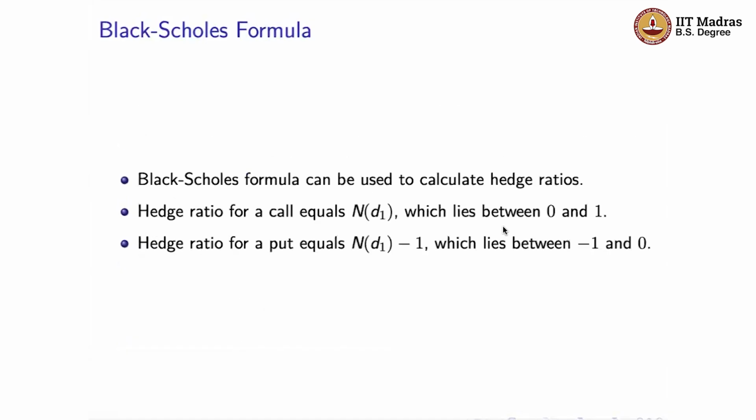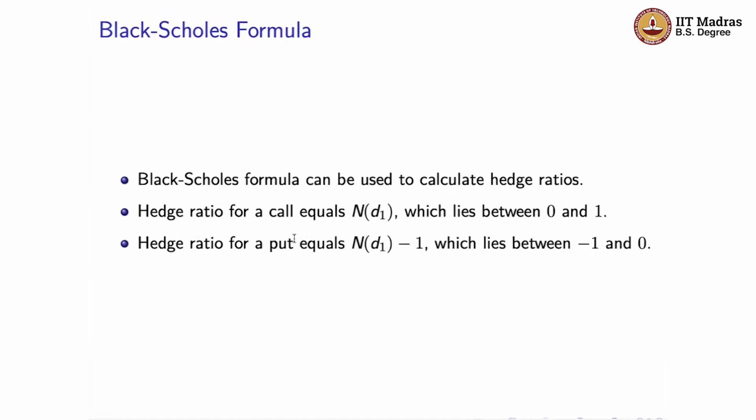Okay, so what's the significance of the Black-Scholes formula here? The Black-Scholes formula can actually be used directly to calculate hedge ratios. For a call option of the type that we have been studying, the hedge ratio is equal to N(d1). Remember, this N(d1) is the CDF that we have been looking at, right? So this is going to lie between 0 and 1. Remember the properties of the CDF. This is something that always lies between 0 and 1.